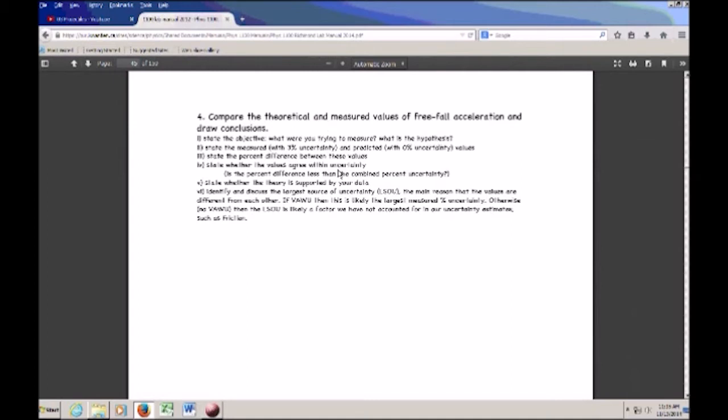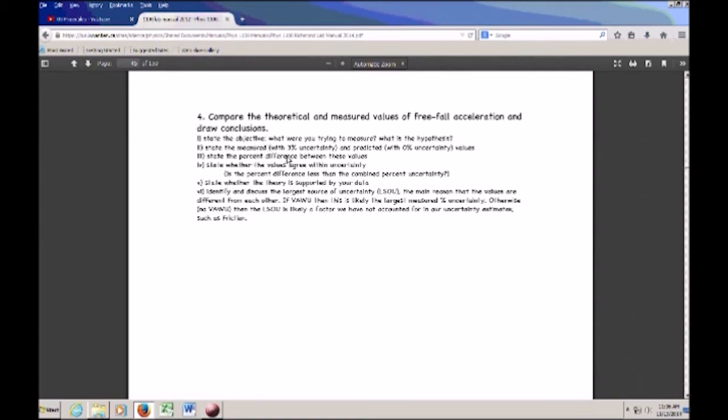So the way in which you compare two values is you look at your percent difference that you calculated, and you look at the sum of the uncertainties for the two numbers. So you add those together, so we get a total of 3%. We don't want our percent difference to be any bigger than that, because if the percent difference between these two numbers is larger than 3%, that means our values do not agree with an uncertainty.